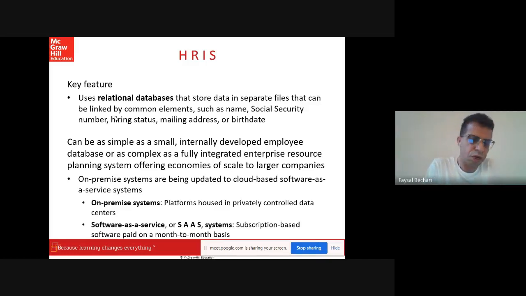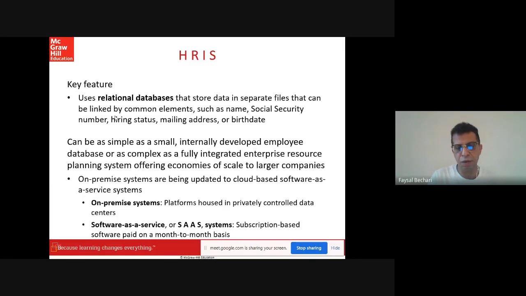So it could be very simple, and you can have it in Excel with the database stored on your PC, or you can have a very sophisticated one, with a data bank and data engineering and all these things.